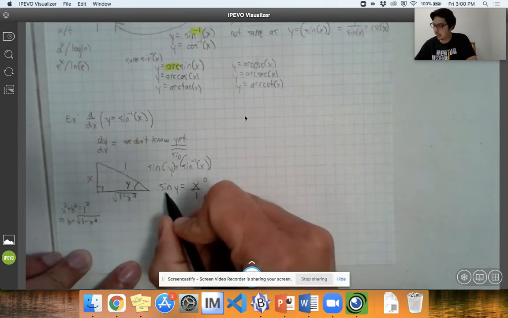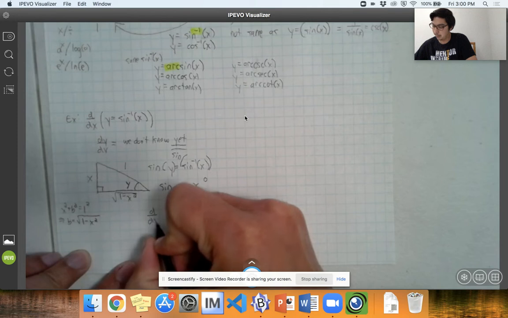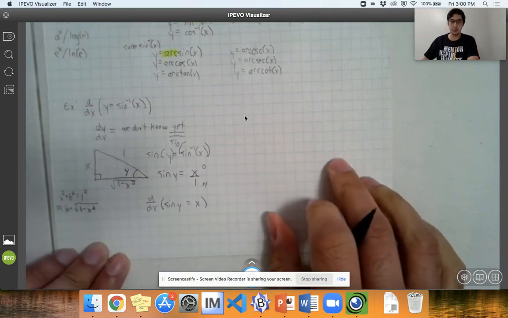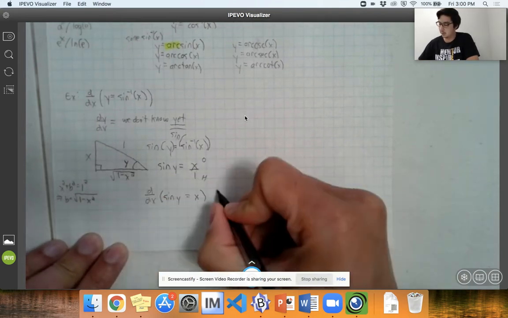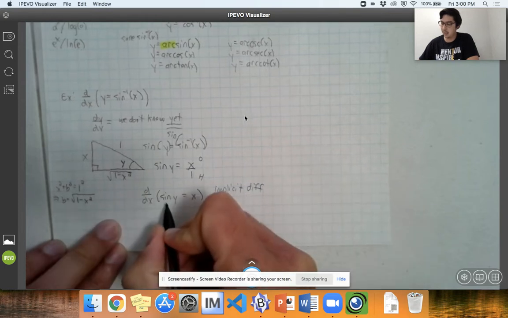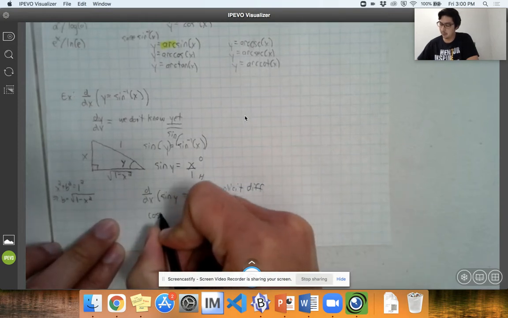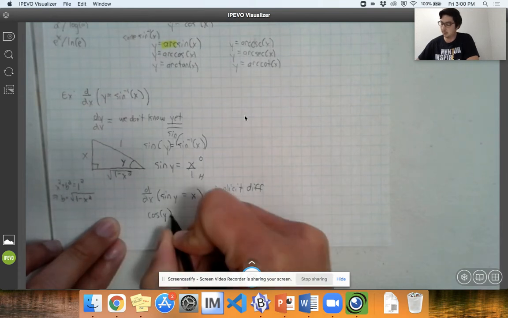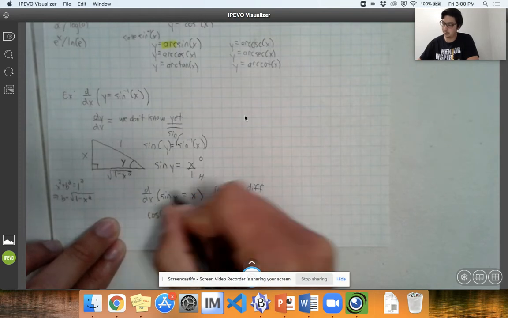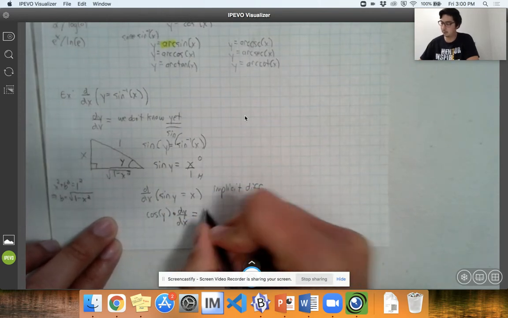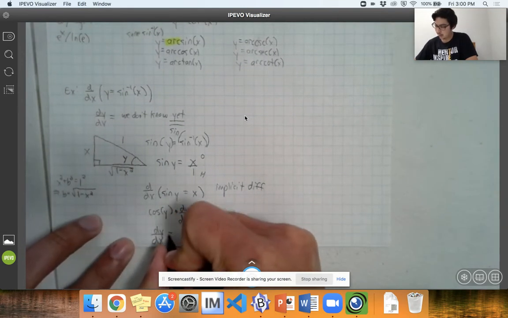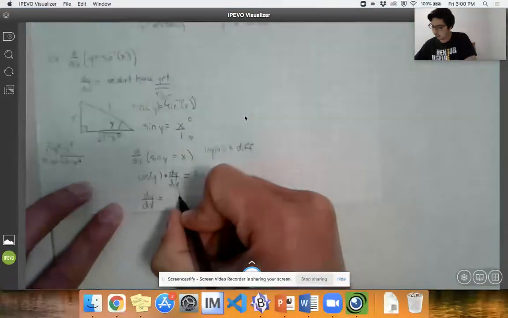Okay. So with this triangle, we can help get the derivative. When we write this sine of y equals x over 1, we're going to take the derivative implicitly of this function. So this is the implicit differentiation part. It's the derivative of sine, which is cosine of y, leaving the inside alone, times the derivative of the inside, which is dy dx. Equals, and the derivative of x with respect to x is 1. Good. Solving for dy dx, we get dy dx is equal to 1 over cosine of y.